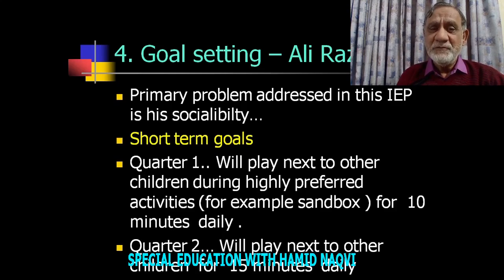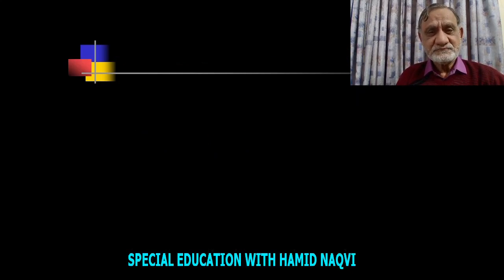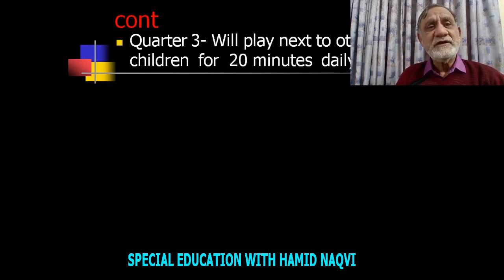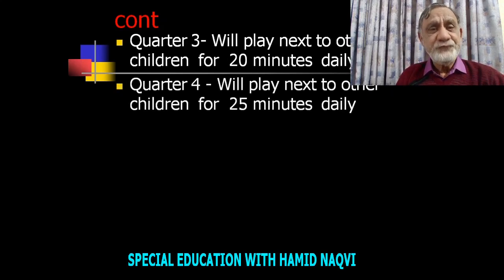What is the problem? He does not mix up. So the solution we have suggested, and we are aiming at in the 1st quarter, in the first 3 months, is that he will play next to the children for 10 minutes. We have time bound this goal, this activity. Quarter 2 will play next to other children for 15 minutes daily. Then this slide continues, and in quarter 3 we'll play next to other children for 20 minutes. In quarter 4 we'll play next to other children for 25 minutes.